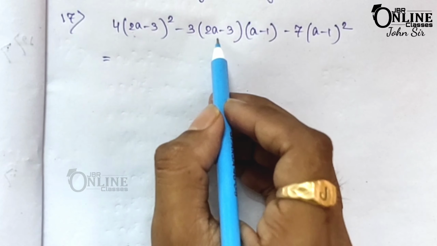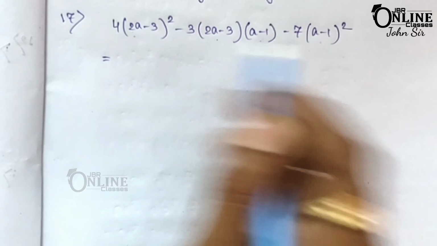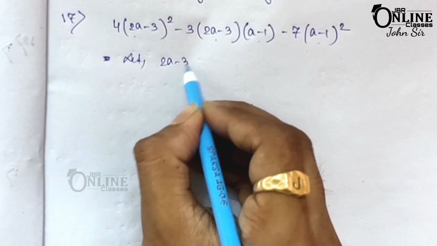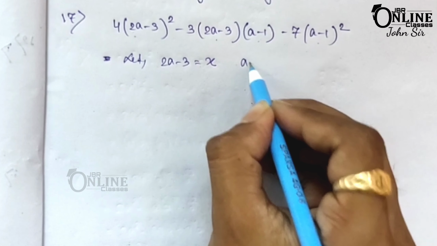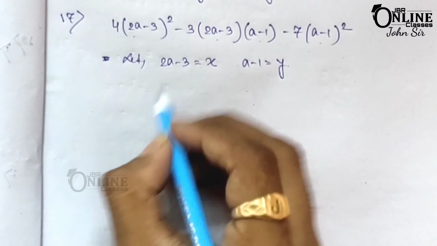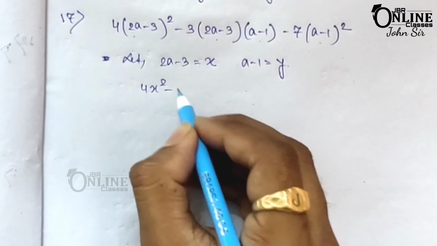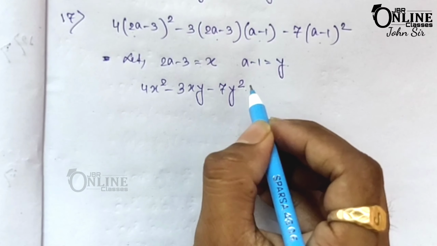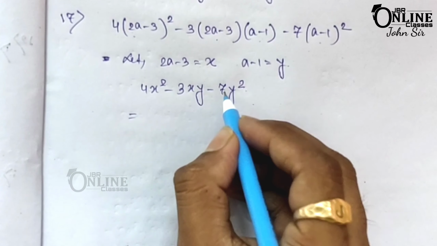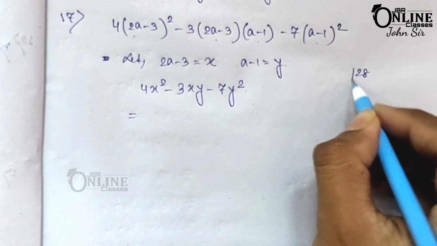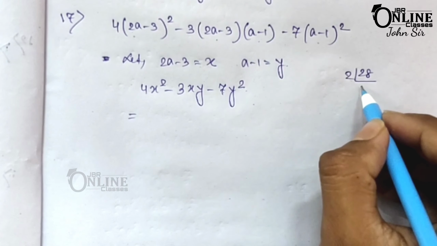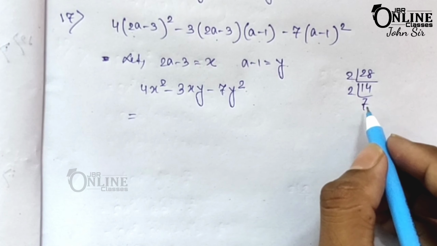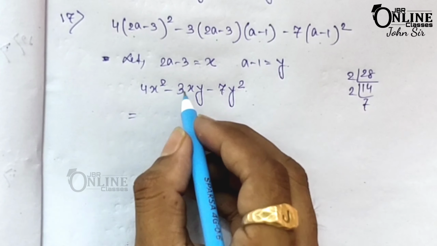Now sum number 17. Here 2a minus 3 and a minus 1. So 2a minus 3 appears here 2 times, a minus 1 also 2 times. So first let 2a minus 3 be x and a minus 1 be y. So the given expression will be 4x square 3xy minus 7y square. So 7 into 4 becomes 28. So 28, it's 14, so 7. So 7 to 2. That means 7 minus 4 equals 3.